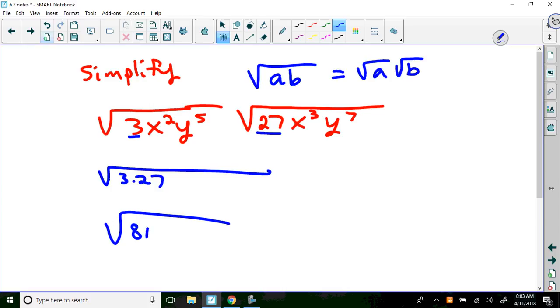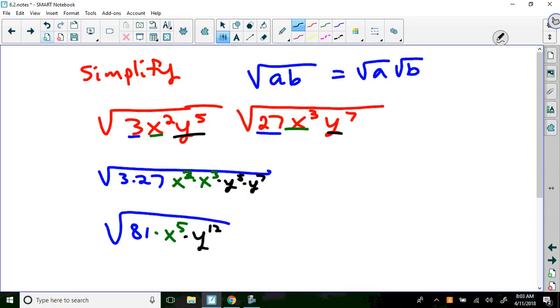81. And then what's x squared times x cubed? X squared times x cubed, your rule of exponents, that's going to be x to the 5th. And then lastly, y to the 5th times y to the 7th is going to be, is it y to the 12th? Cool. Okay, y to the 12th. All right. So now we've got to simplify that.